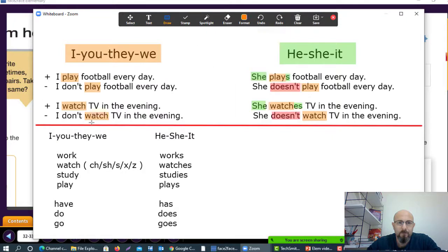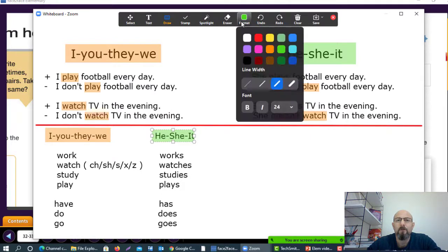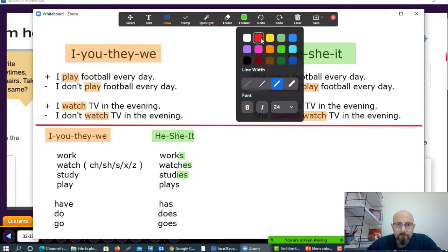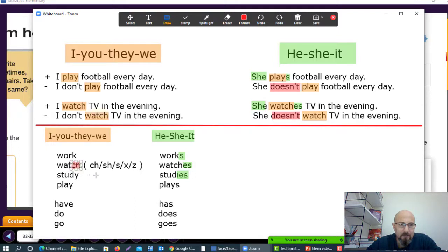Okay. So here again, and here the green. And here what do we add? S, E, S, I, E, S. And here the last letter, CH. That's why we add ES. So if you see any of these letters, you add ES. Okay? And here, because we have a consonant, consonant IES, remember. So this is the grammar, okay?